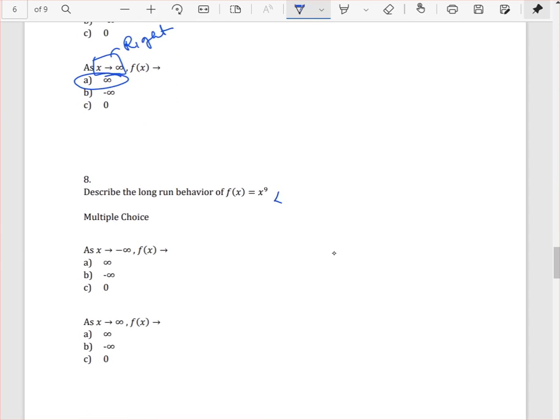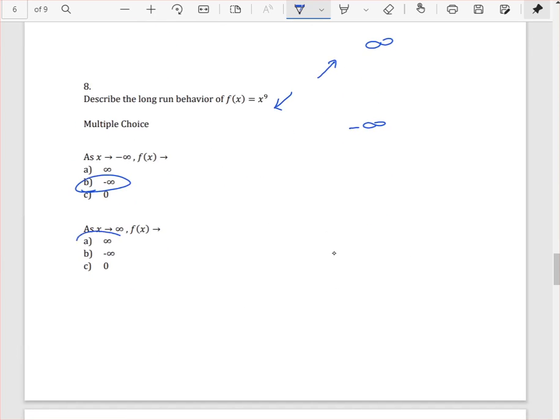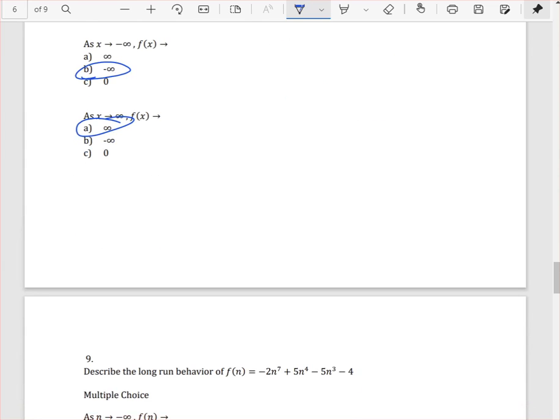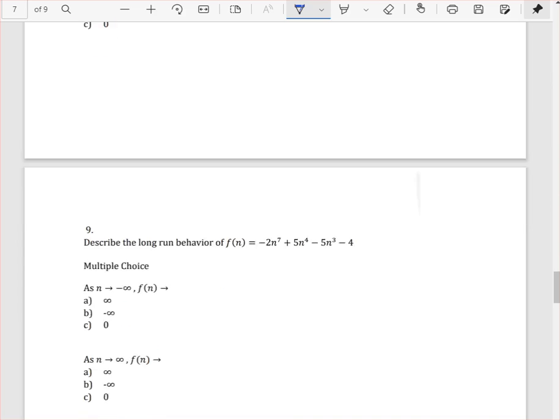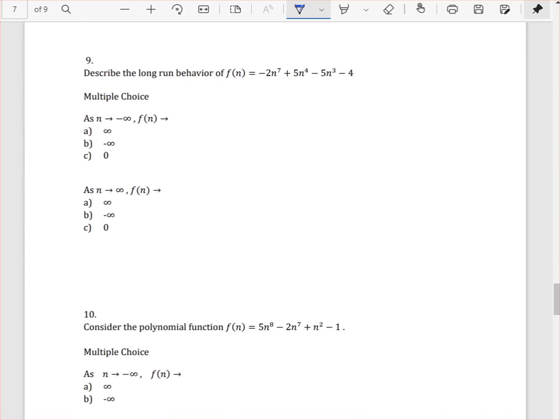9, it's positive, so it goes like that. On the left, if it's coming down, it is negative. If it goes up, it is positive. So this one would be negative, and then positive. The degree here is 7, and it's negative, so it's going to come down like that. So on the left, it's positive, and on the right, it's negative.